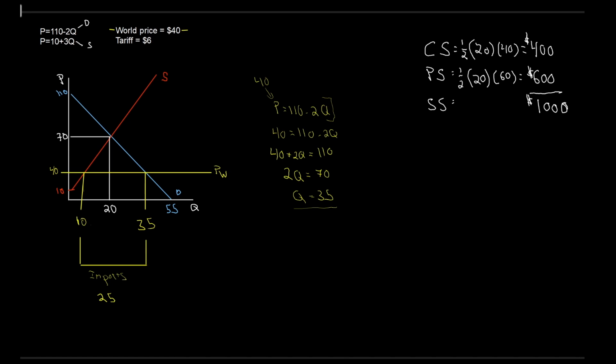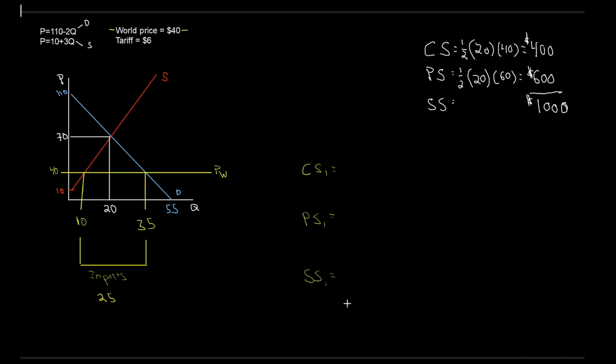Great. Let's go and conduct our welfare analysis. Let's determine our consumer, producer, and social surplus. This one's a little bit different from how we've been doing it. So let's really walk through this and see what's happening here. Okay, so consumer surplus, we'll go consumer surplus 1 because it's the new one. Our producer surplus 1 because it's the new one. And our social surplus 1 because it's the new one.